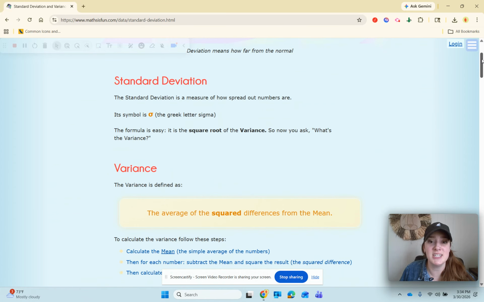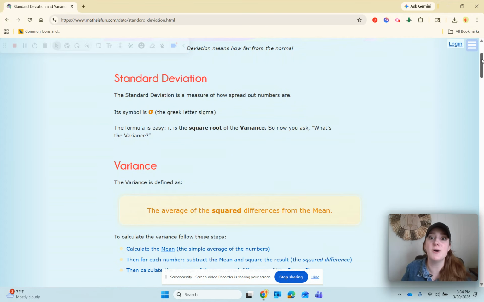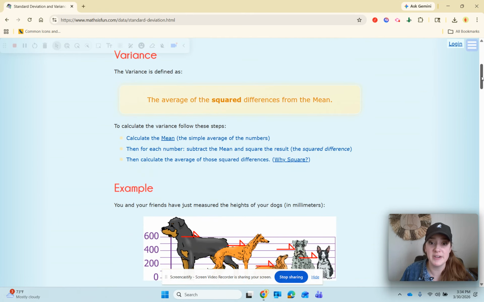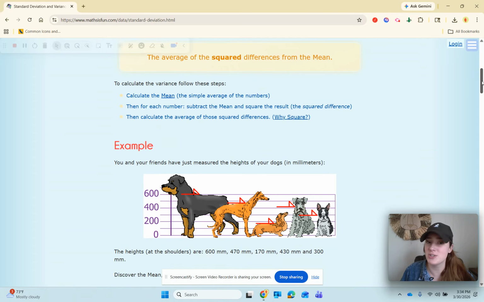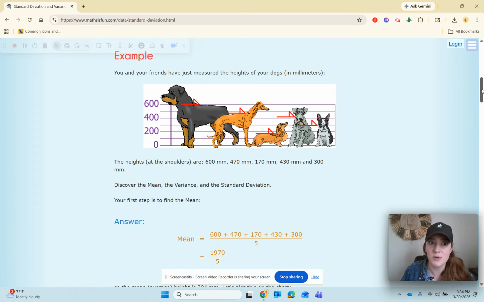So standard deviation is the measure of how spread out numbers are. And to find it, we use something called the variance, but they're not even asking us to find the standard deviation. I'm just going to briefly cover in this video what even is it? What's going on?